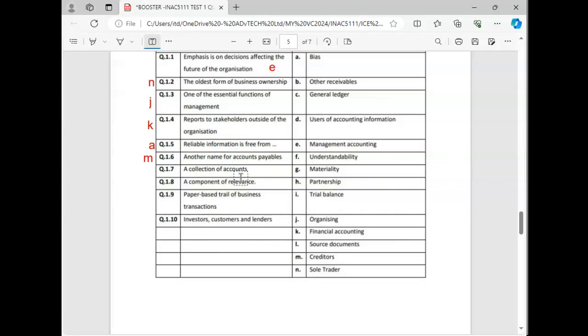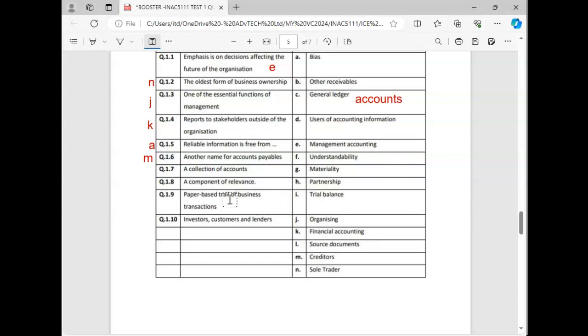A collection of accounts. Most people were confused by this one, and I understood why. It's an account where everything is put together, a collection of accounts. These are the accounts that I'm talking about. It can't be general ledger. General ledger are accounts. So where the accounts are collected together, put together, it can't be the general ledger.